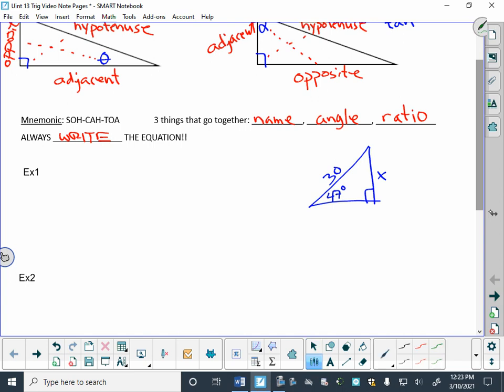And so the place that we start here, first of all, is we identify the angle that we're talking about. So here's the angle, and then we label the sides accordingly. From the right angle, this is the opposite side.